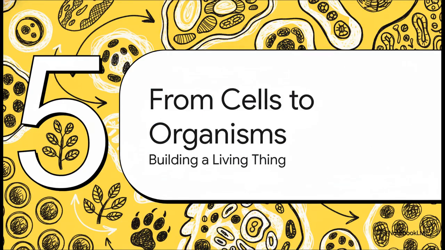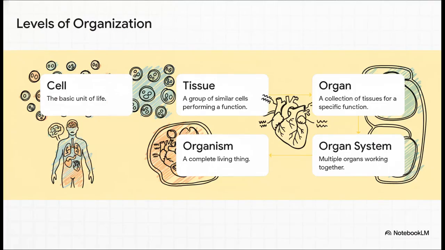Okay, for our last section, let's zoom all the way back out. We've seen how cells work on the inside, we've seen how they specialize. So how do all these individual units come together to build something as ridiculously complex as a plant or an animal? Well, it all builds up in this beautiful, logical pyramid. You start with those specialized cells. Then, groups of similar cells, like a bunch of muscle cells, team up to form a tissue.